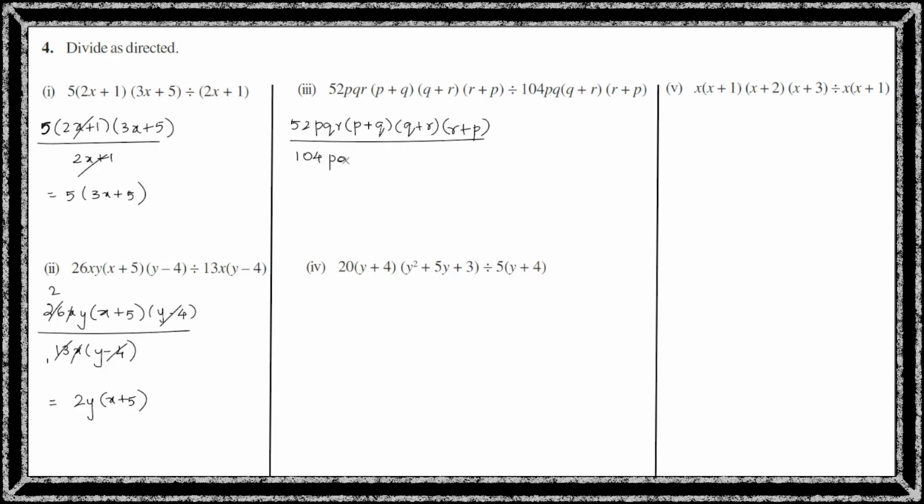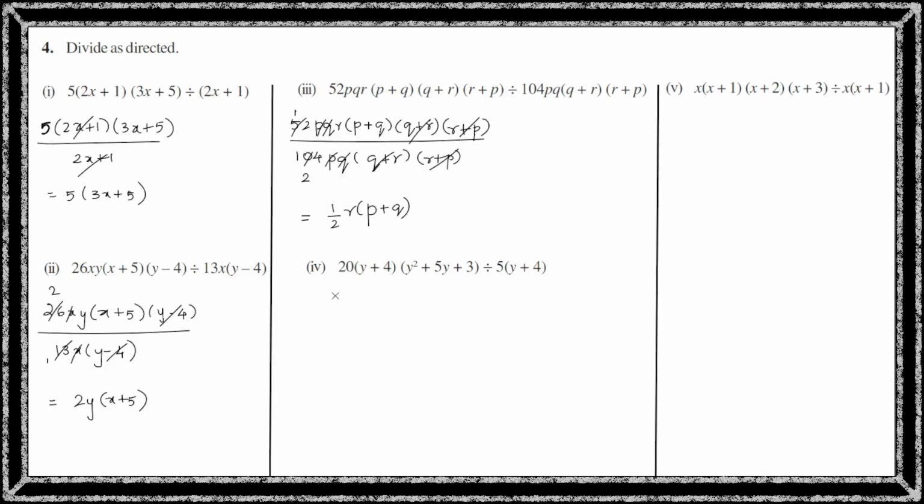P, Q, Q plus R, R plus P. So you can see that R plus P is common, Q plus R is common, right? P and Q are common, right? And then I have 52 into 2 is 104. So that gives me half R P plus Q.